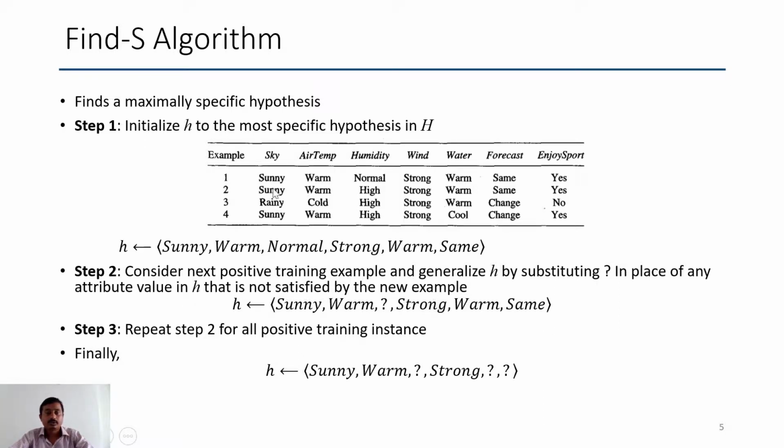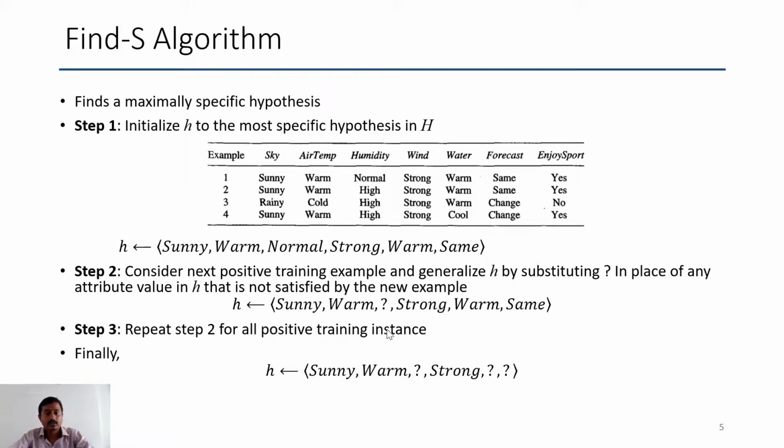So we have to consider the next positive training example. Here we have sunny, which is okay. Then we have warm, which is okay. Then we have high humidity, but in h we have normal, so we have to make it more general. For that we will put a question mark, which says any value is acceptable. Then we have to repeat step 2 for all positive training examples.